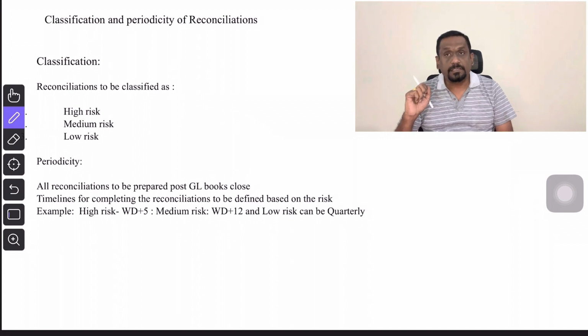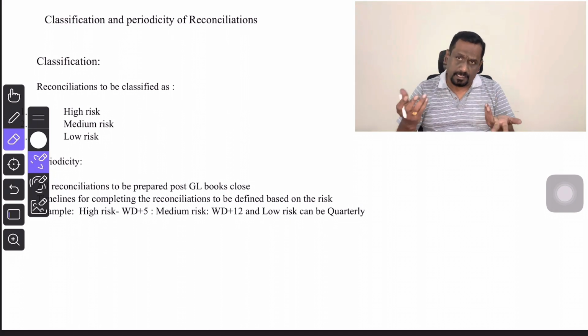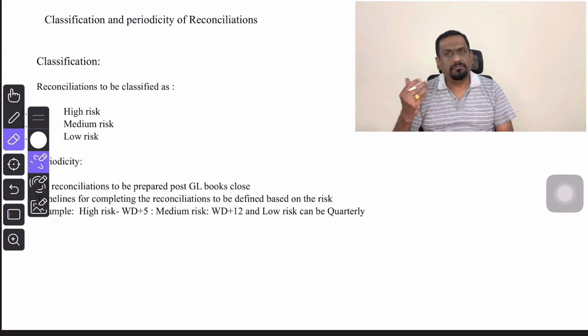Why quarterly once? For example, if I take investment accounts, there won't be any transactions on monthly basis or daily basis in that account. You already made an investment, maybe long-term investment for 5 years or 10 years or 15 years. That amount will be lying there only. And there won't be any additions or deletions in that account. So you can do that reconciliation maybe once in a quarter or once in a half year also.